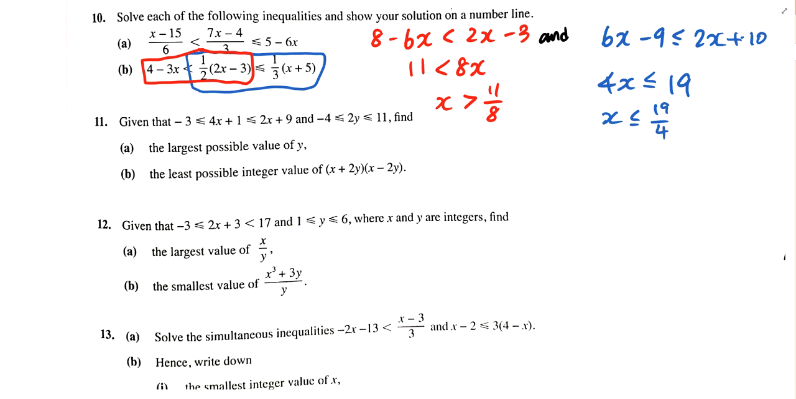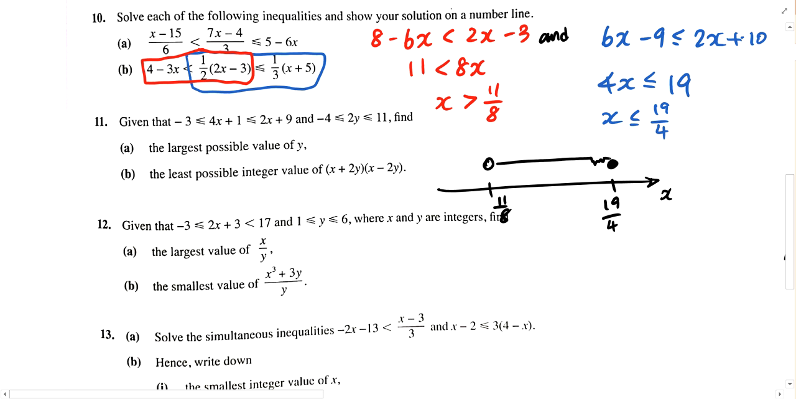Combining them together on the number line, x, smaller number on the left, in this case will be 11 over 8. Larger number on the right, 19 over 4. And add in the circles. This one is hollow, this one over here is solid. Then we have our final answer. X is greater than 11 over 8, but it's less than or equal to 19 over 4. That's for 10 part B.